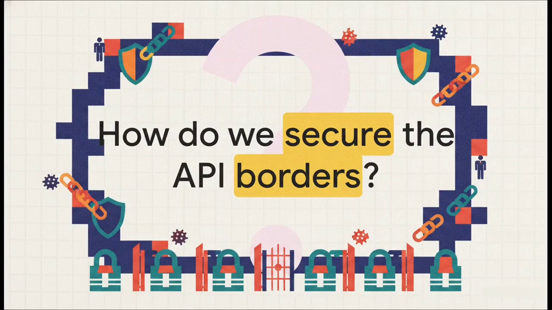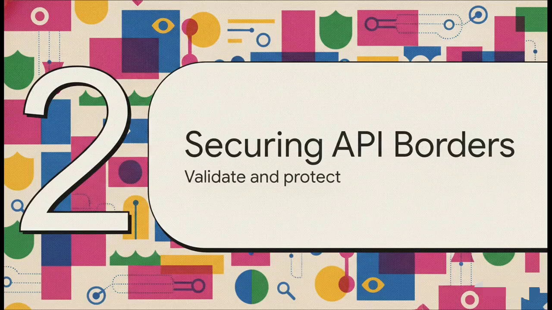Your API exists now. But we have a major problem. Right now, it implicitly trusts absolutely everything that walks through the front door. So how do we secure those borders? That takes us to section 2, securing your API borders. We are going to look at the specific layers that validate, protect, and observe the traffic trying to come into your application.